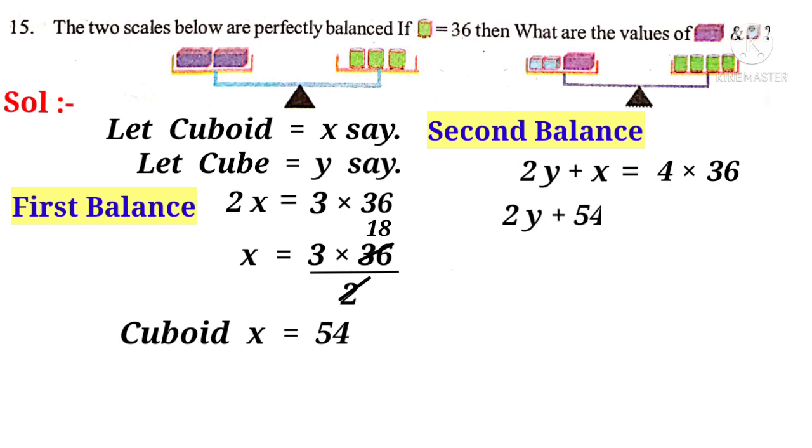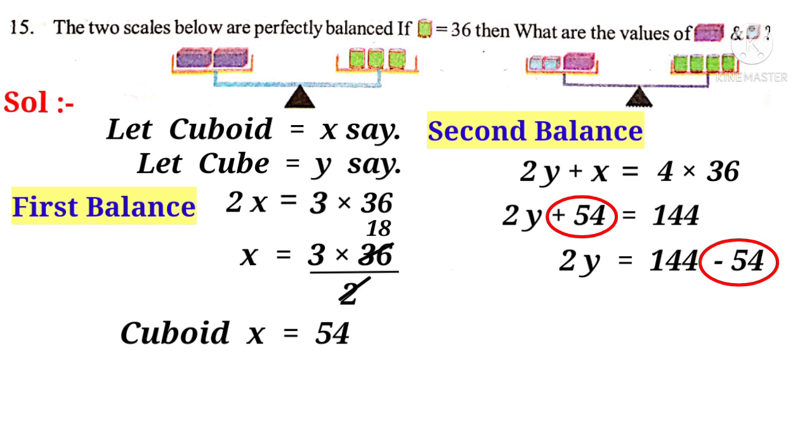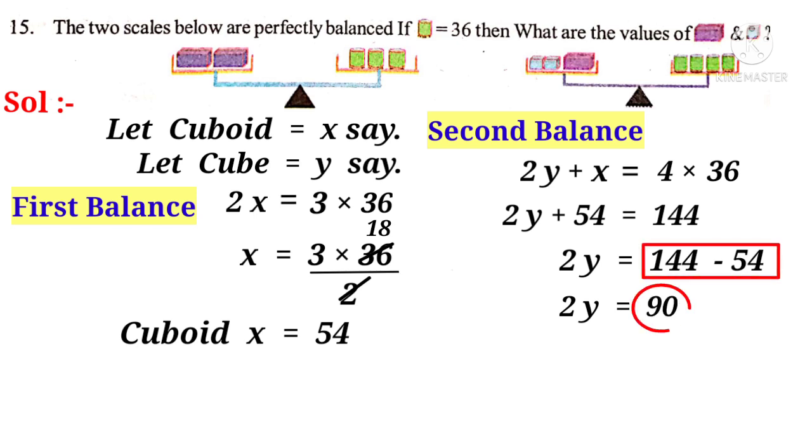Now 2y plus 54 is equal to 144, because write 54 in place of x and 36 into 4 is equal to 144. Now 2y is equal to 144 minus 54, because plus 54 when transposed to the right hand side it becomes minus 54. So 2y is equal to 90, because 144 minus 54 is equal to 90.